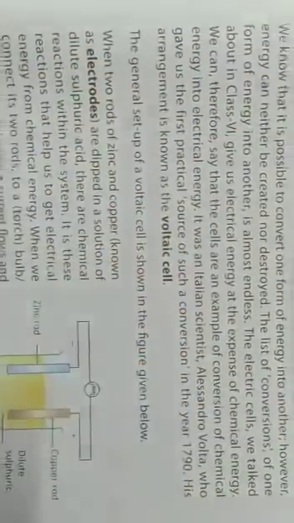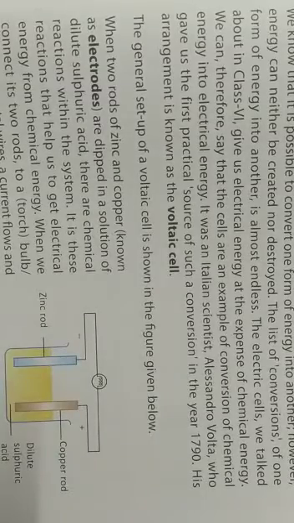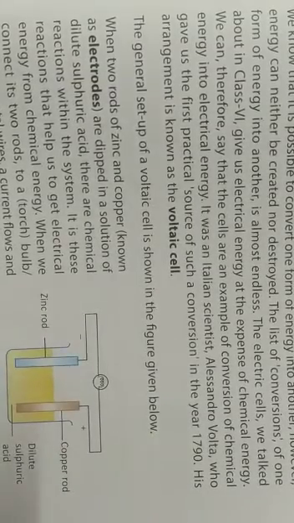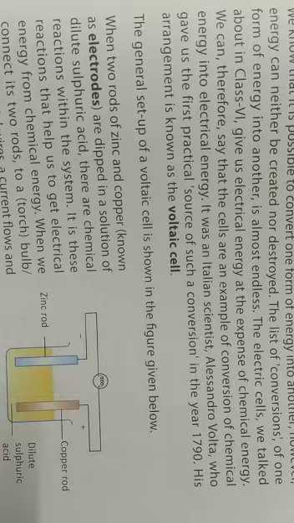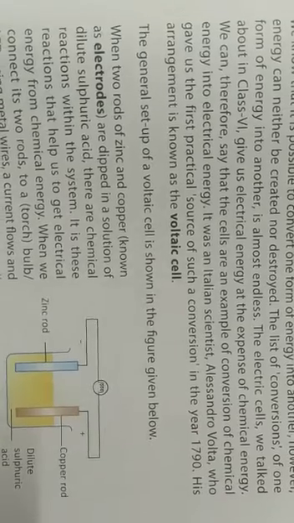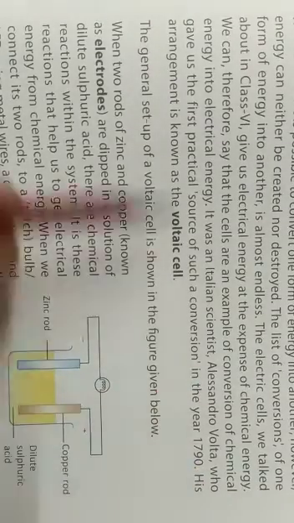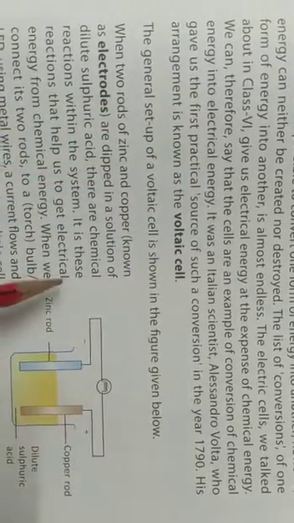After that, very important, conversion of chemical energy into electrical energy. We know that it is possible to convert one form of energy into another. However, energy can neither be created nor be destroyed. The list of conversion of one form of energy into another is almost endless. The electric cells we talked about in class 6 give us electrical energy at the expense of chemical energy. We can therefore say that these cells are an example of conversion of chemical energy into electrical energy.